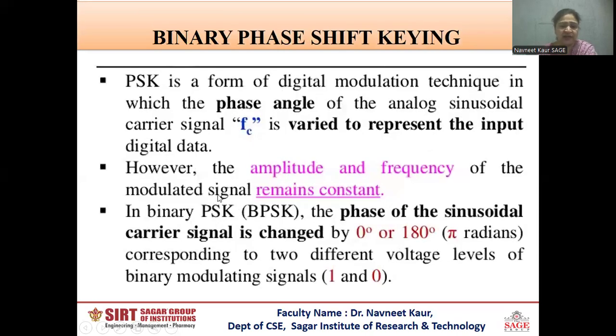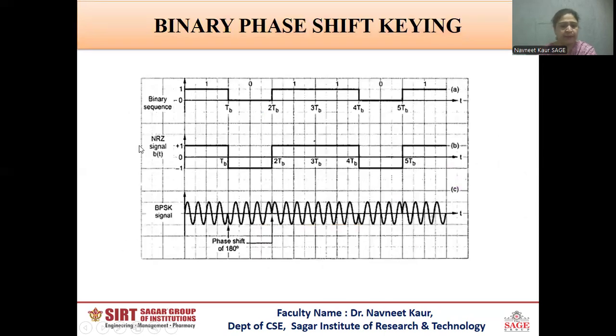So now we'll again see the definition. Here the phase angle of the sinusoidal carrier is varied to represent the digital data. Here there will be no change in the amplitude. There will be no change in the frequency. Only the phase will change by 180 degrees depending on the message signal, which can be either 1 or 0. Now since I am using a bipolar signal, 1 is represented by +1 and 0 is represented by -1.